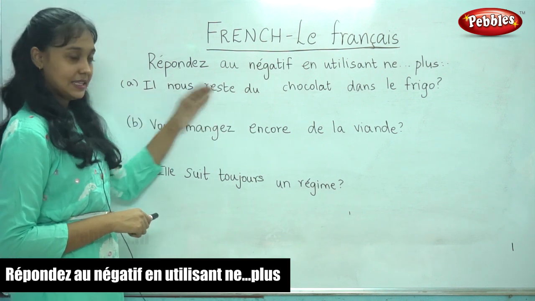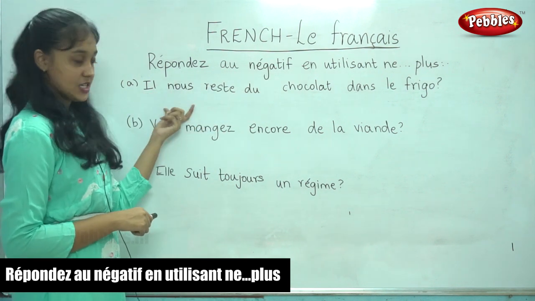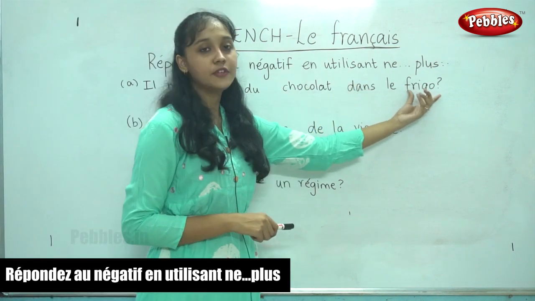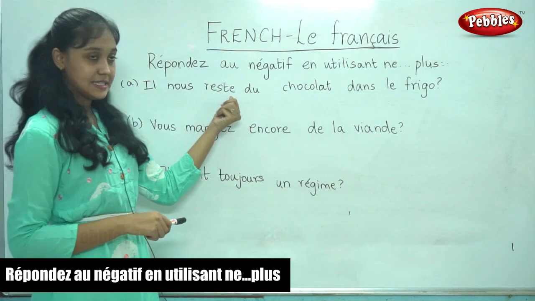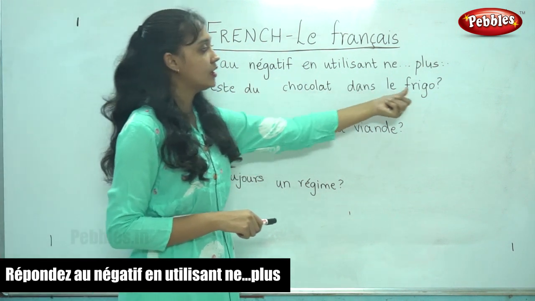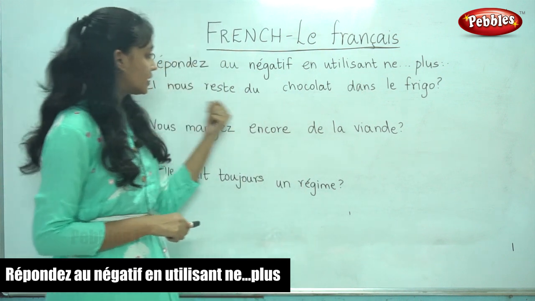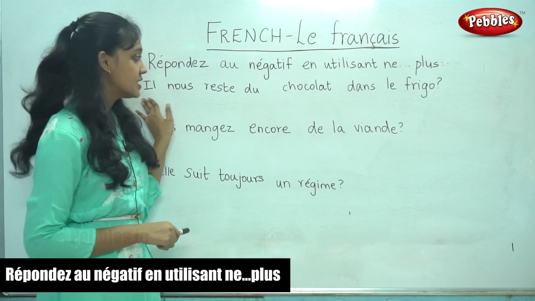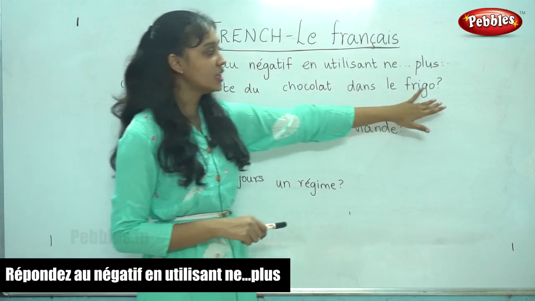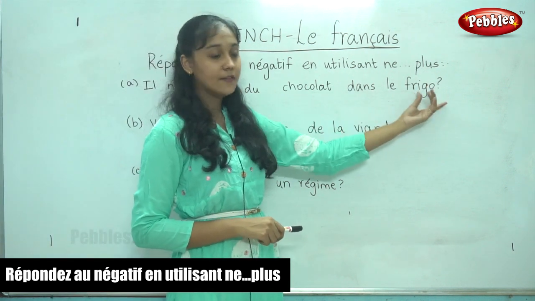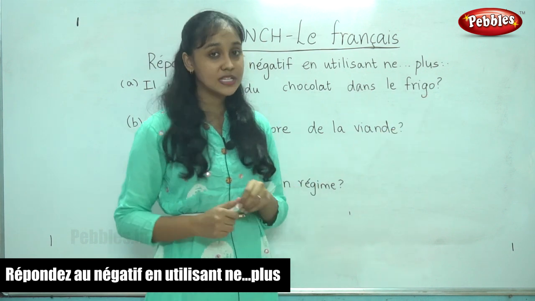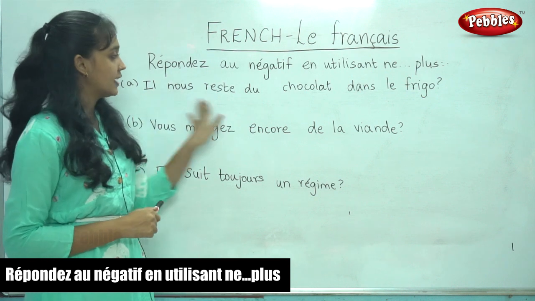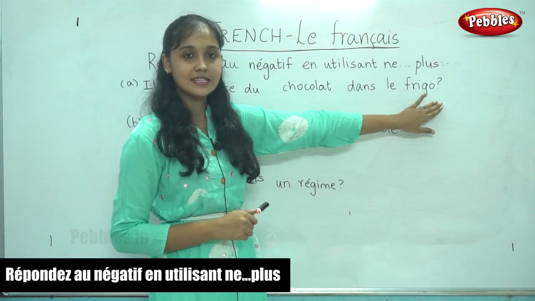Il nous reste, we have left, du chocolat dans le frigo. Il nous reste du chocolat dans le frigo. Now how do we know that this is a question? We have a question mark at the end. It is a normal statement with a question mark at the end. I have already taught you how to ask questions. This is the statement type of question. You write a statement with a question mark.